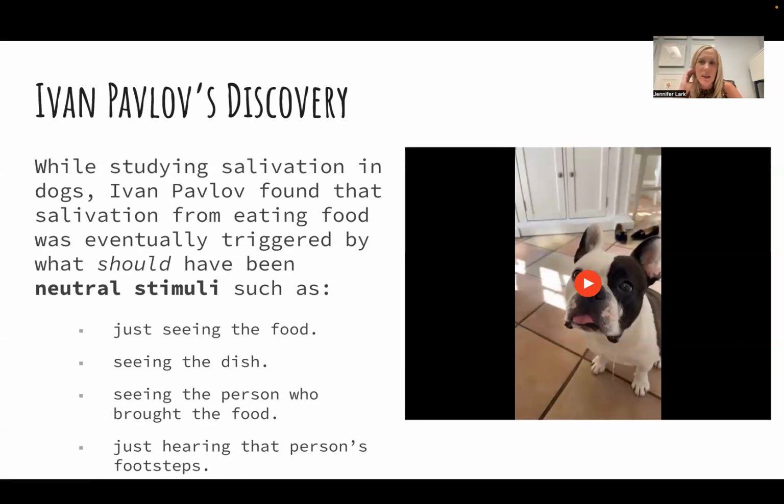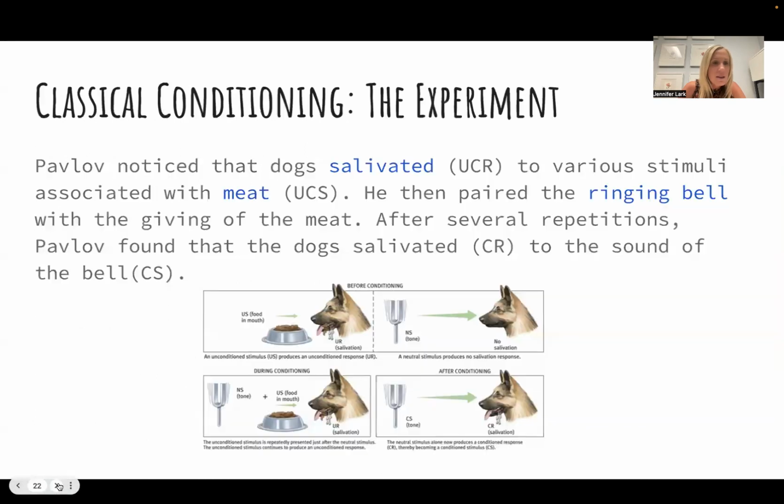He got very intrigued and he thought, why are these dogs producing this natural salivation response linked to food itself, to this other random stuff in the world that should never cause that response in dogs? And here's what he found. He noticed that the dogs salivated, which is an unconditioned response, a natural response, to various stimuli associated with meat. The meat is something that actually should cause the dogs to salivate. So then on purpose, he paired a completely random stimulus like a ringing bell that has nothing to do with a dog getting fed whatsoever. And after several repetitions of pairing the bell with the meat, he found that the dog salivated to the sound of the bell alone.